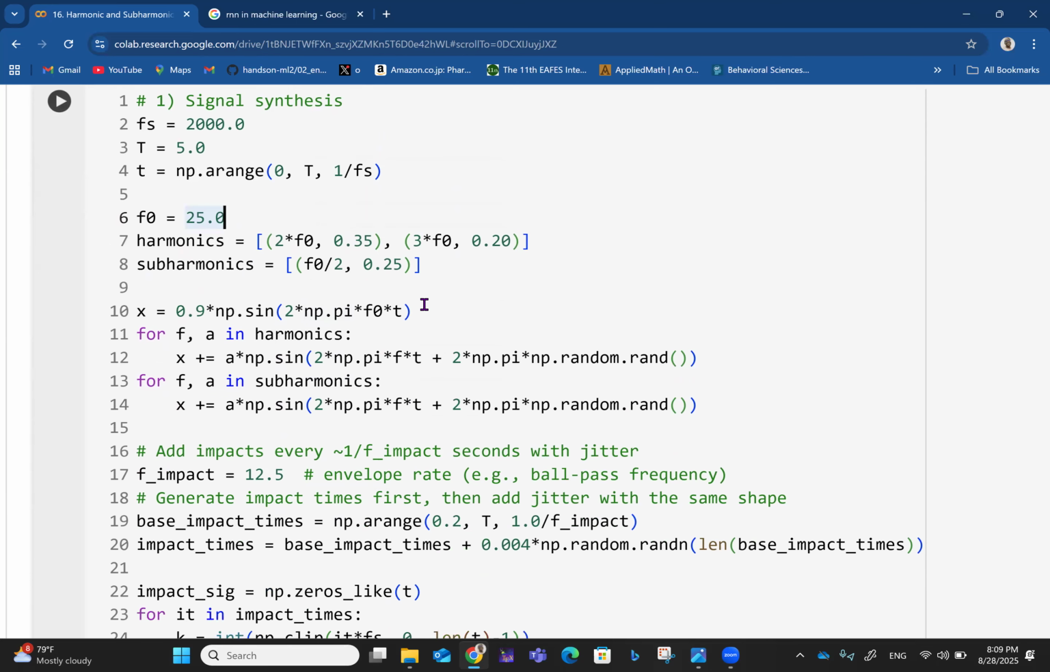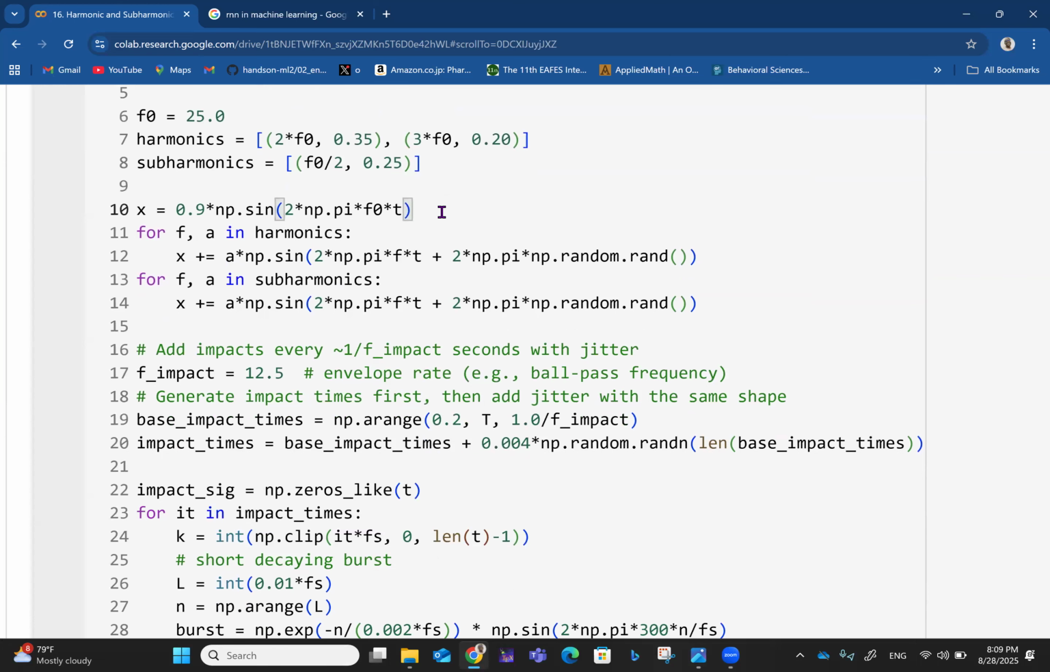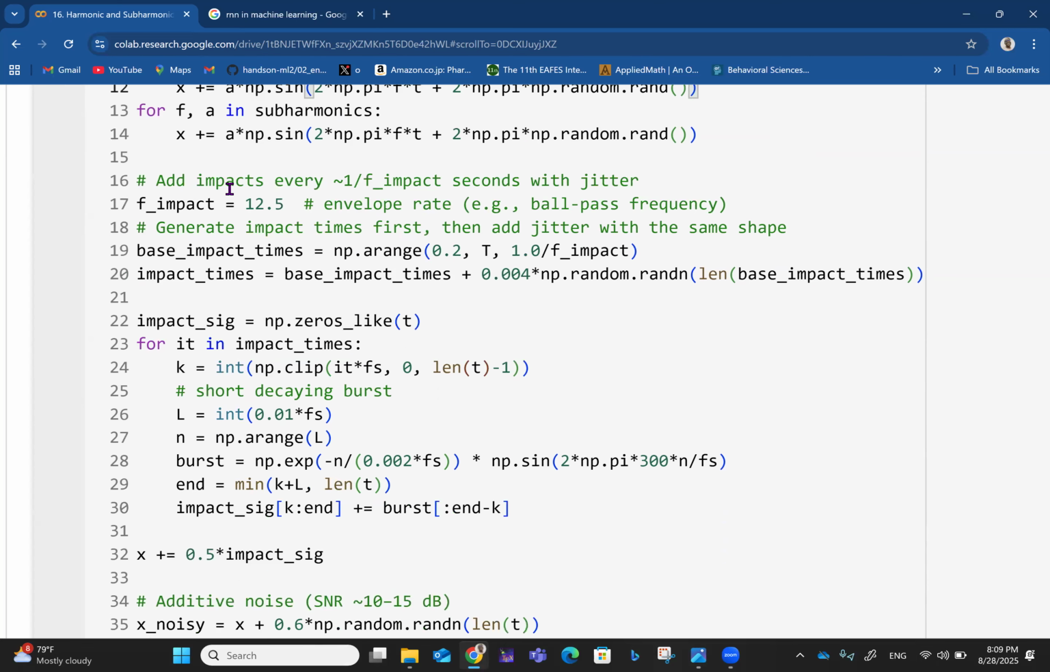From there, we can declare our signal, which is x equals 0.9 times sine of 2 pi f naught t. Then for f and a in harmonics, we add a sine of 2 pi f t plus a random phase, so we have a random thing adding noise there. Lines 11 and 12 are for harmonics and lines 13 and 14 for subharmonics. Then we add impacts every 1 over f_impact cycles with jitter. So f_impact is 12.5, the envelope rate, e.g. ball pass frequency. Then you generate the impact times first, then add jitter with the same shape.